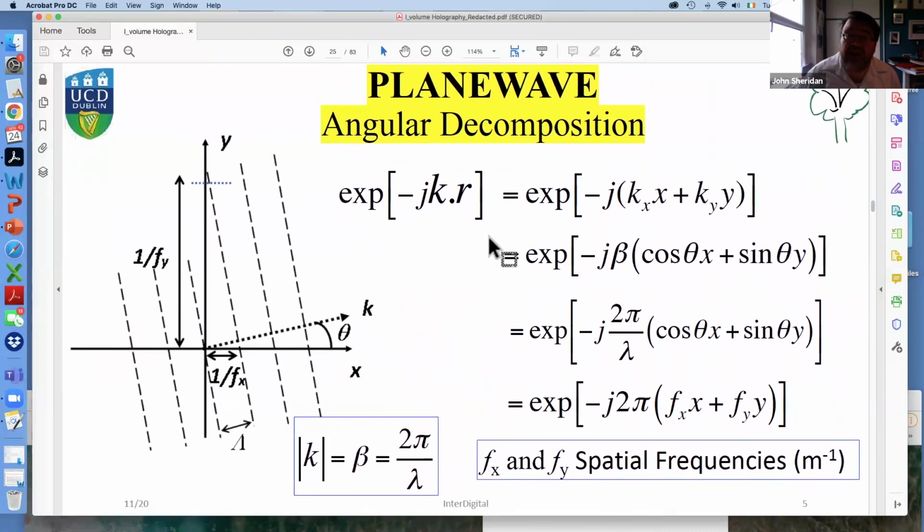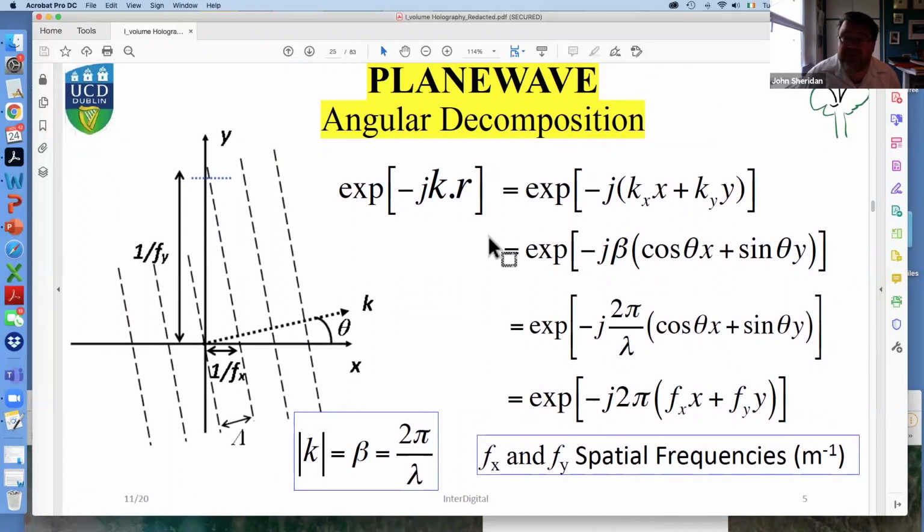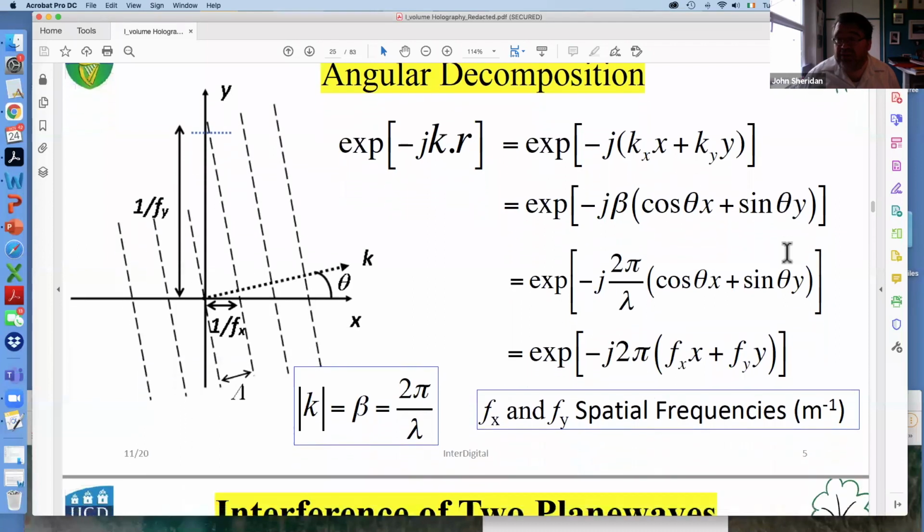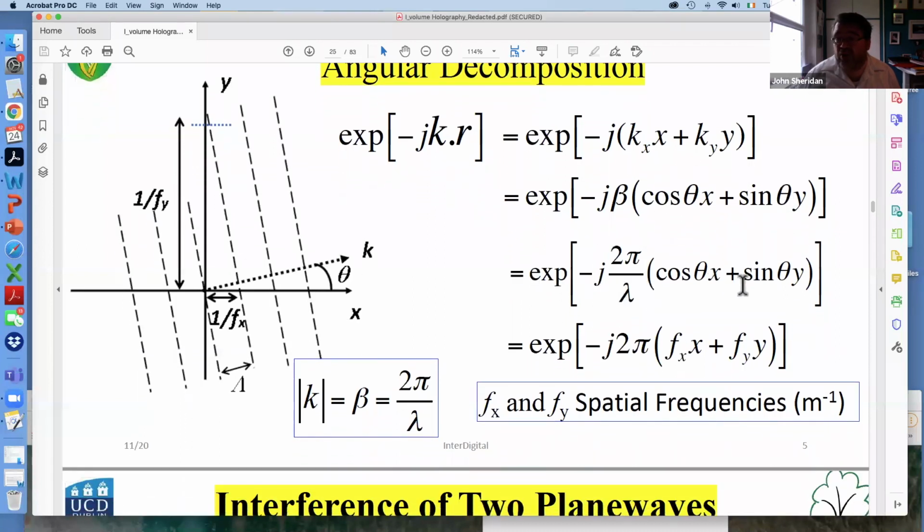Now again, I want to talk about our plane wave. You're going to get sick of plane waves, but I want to make sure everybody knows what's going on. Here's our plane wave. We've got a unit amplitude, e to the minus jk.r. In this case, it's propagating in x and in y. So we can expand it out, get rid of the vectors, and we can take the kx and the ky and write it in terms of beta. Again, that's 2 pi over the wavelength, times the cosine with respect to x, the sine with respect to y. And again, we can expand out our beta.